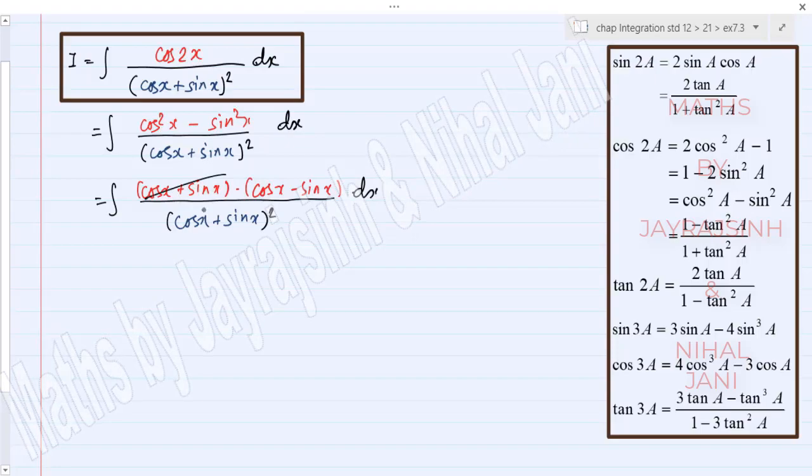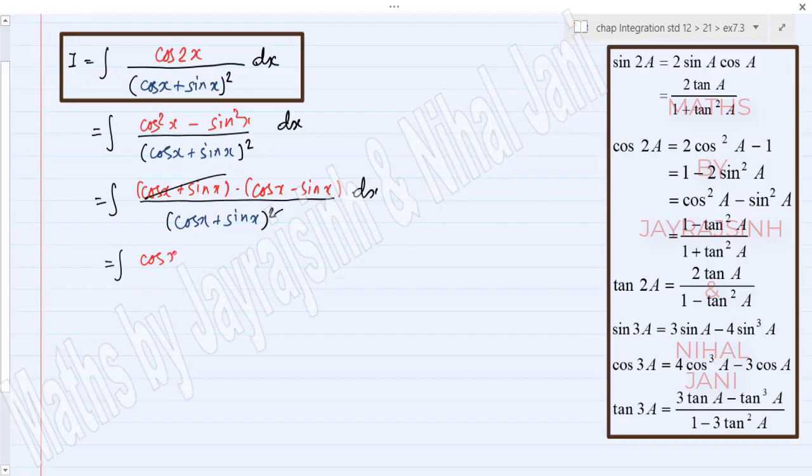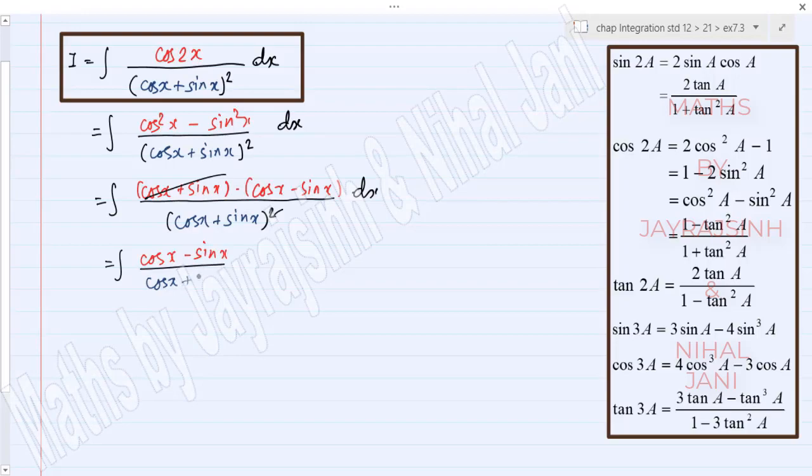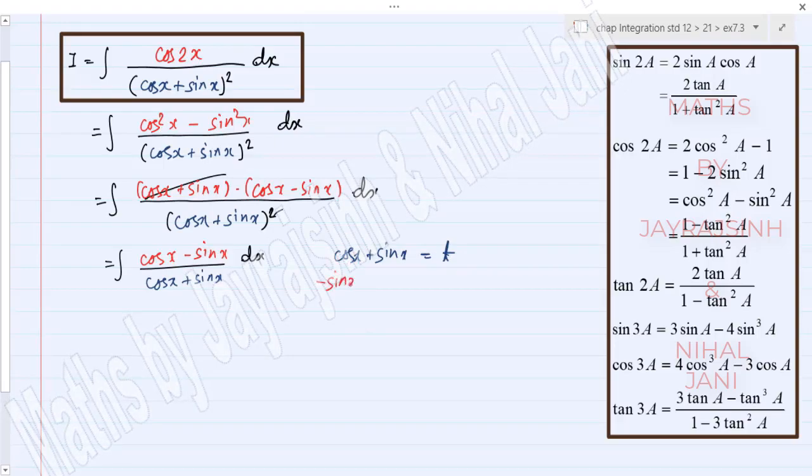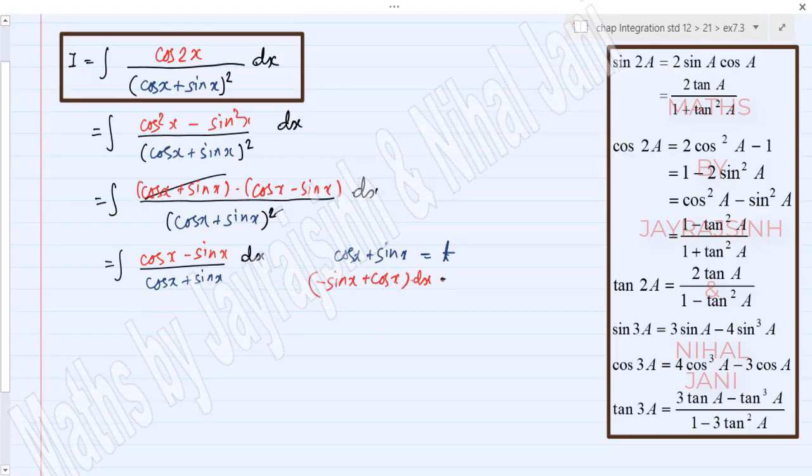So here 1 power of cos x plus sin x will be cancelled out and we will get cos x minus sin x upon cos x plus sin x. So we get the differentiation of the denominator in the numerator. So let's assume cos x plus sin x as t. When we differentiate it, we will get minus sin x plus cos x dot dx is equal to dt.